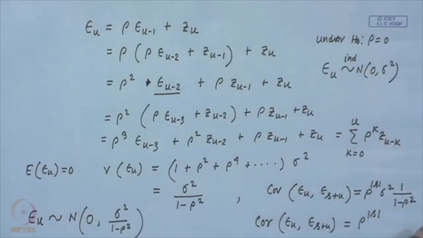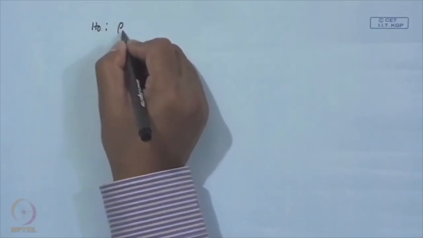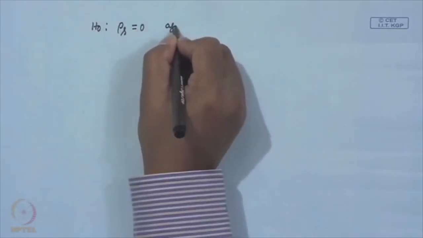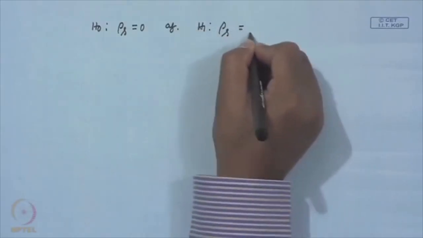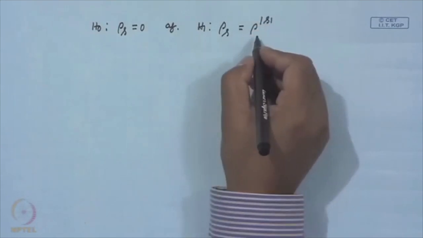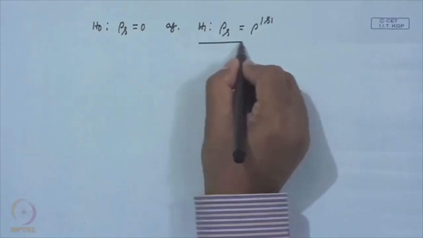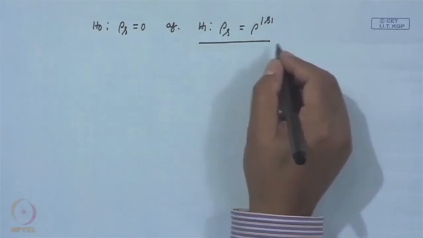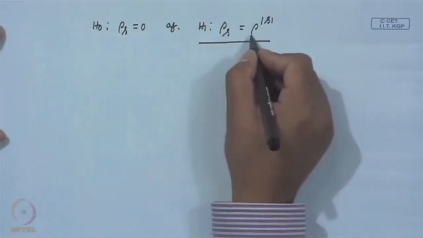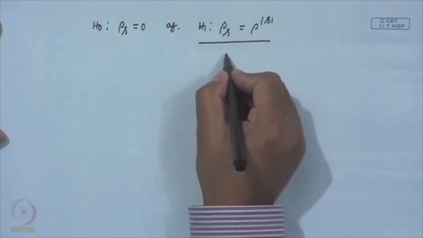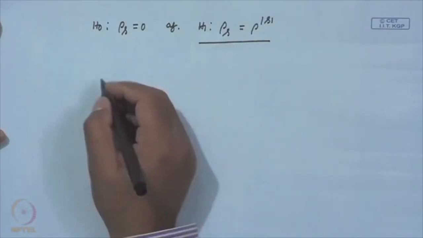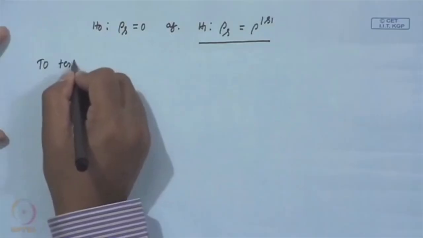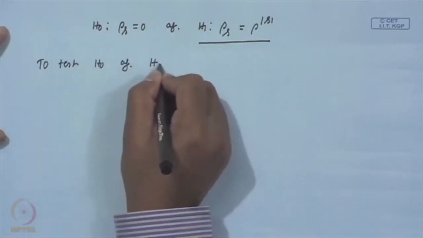Okay. So, we understood the significance of this alternative hypothesis now. So, we are testing the hypothesis H naught: rho s is equal to 0 against the alternative hypothesis H 1: rho s is equal to rho to the power of s. And we have checked that this alternative hypothesis holds under the assumption that the errors are first order autoregressive. Then rho s is equal to rho to the power of s. This is the correlation between epsilon u and epsilon u plus s. Now, to test H naught against H 1.